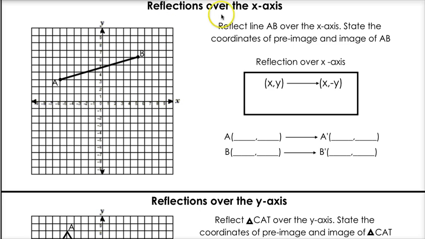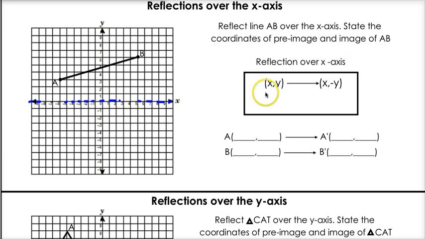All right, for our first reflection, we're going to reflect over the x-axis. So read along with me. Reflect line AB over the x-axis. That's AB, and the x-axis, you might remember, is this guy right here. Okay, this is our x-axis. We're going to reflect over this line. State the coordinates of the pre-image and image of AB.